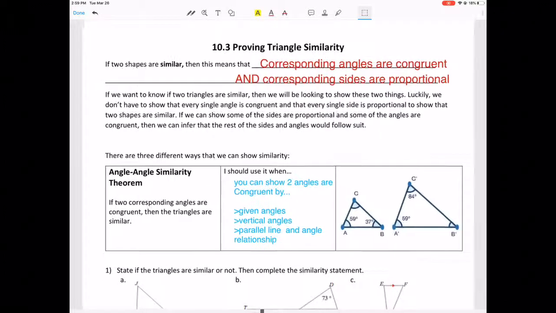All right, sounds good. If you want to know if two triangles are similar, then we will be looking to show these two things. So we'll want to find either corresponding angles or corresponding sides. Luckily, we don't have to show that every single angle is congruent and that every single side is proportional to show that two shapes are similar. If we can find some of the sides are proportional and that some of the angles are congruent, then we can infer that the rest of the sides and angles will follow the same pattern.